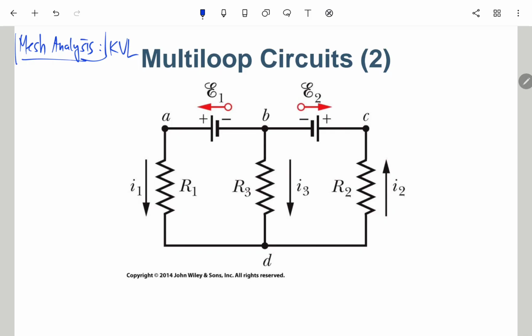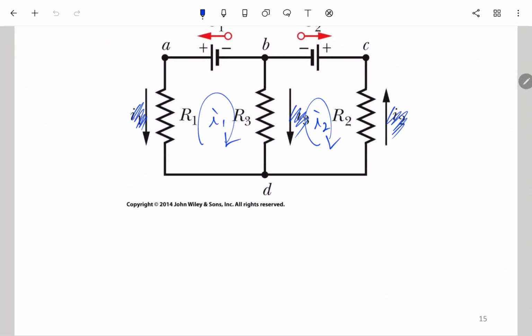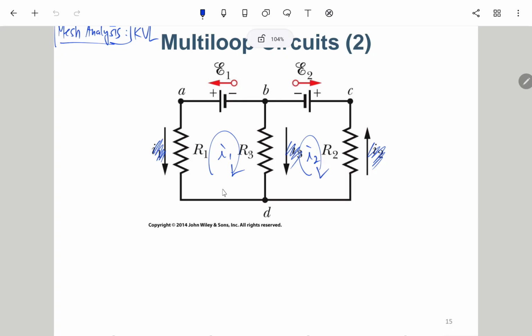Okay, for the mesh analysis of this circuit, we still try to ignore this I1, I2, I3, since they are just bothering us. Here we have two small loops, so we define this as I1, this as I2. Based on I1 and I2, we will write two KVLs individually. First is the first mesh.